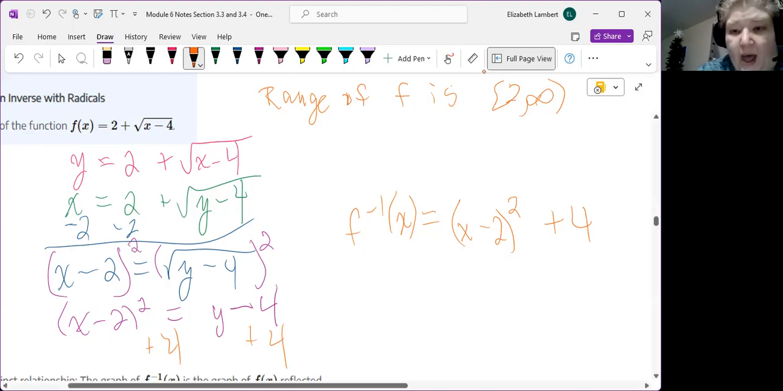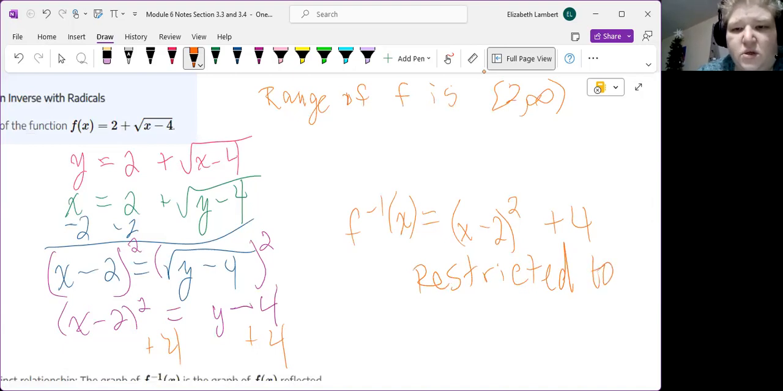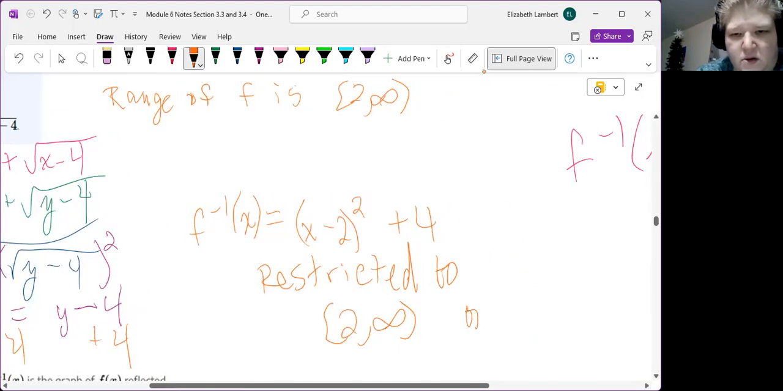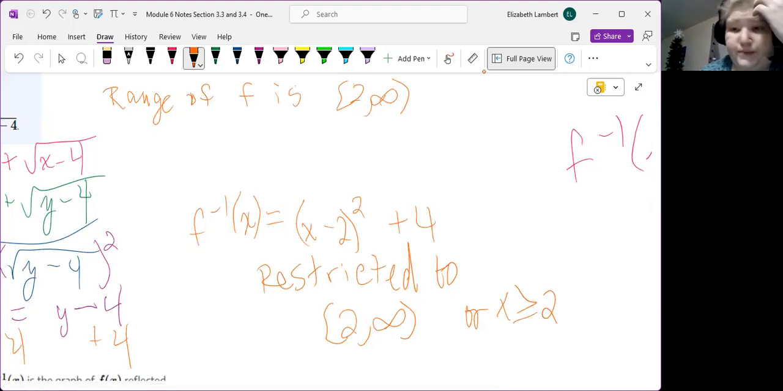So we'll have our inverse, but we're going to add restricted to 2 to infinity, or we could say x is greater than or equal to 2.